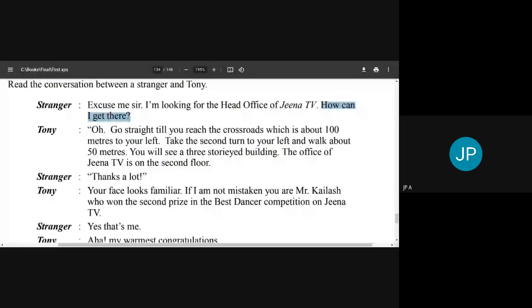Then the other person replies, go straight till you reach the crossroads. Okay. And then take the second turn. You will see a 3-storied building, and then you will see the office of that particular TV, Gina TV, that is a media. Okay.